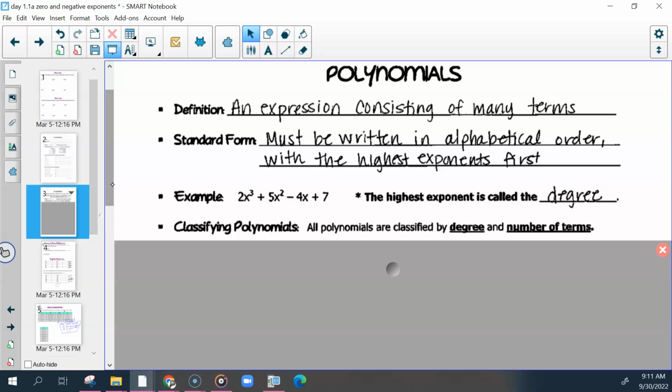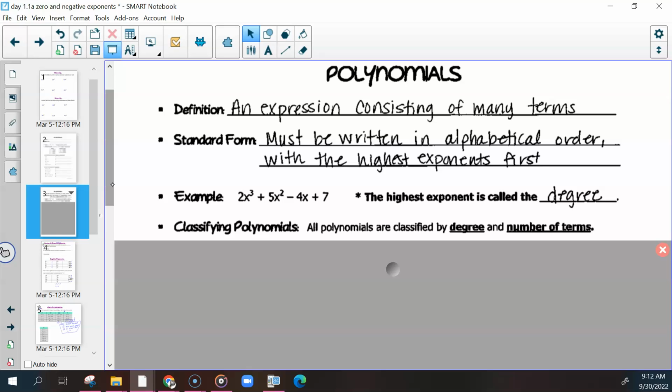So polynomials, the definition for that is an expression consisting of many terms. And when we talk about standard form for polynomials, it must be written in alphabetical order with the highest exponents first. So if it's just one variable, it's highest exponents first to lowest exponents.